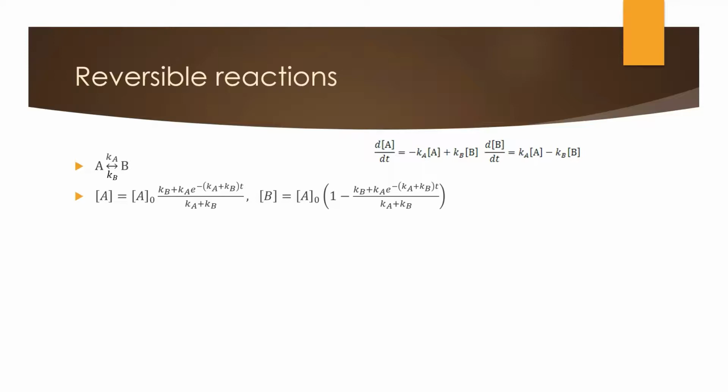And so what that means is the equilibrium concentrations of A and B depend only on the relative rates of forming B and forming A. So the equilibrium concentration of B is equal to the initial concentration of our material A, the only thing we have at the beginning, times the rate at which B is formed, divided by the sum of how B is formed and consumed. And the same is true for A.